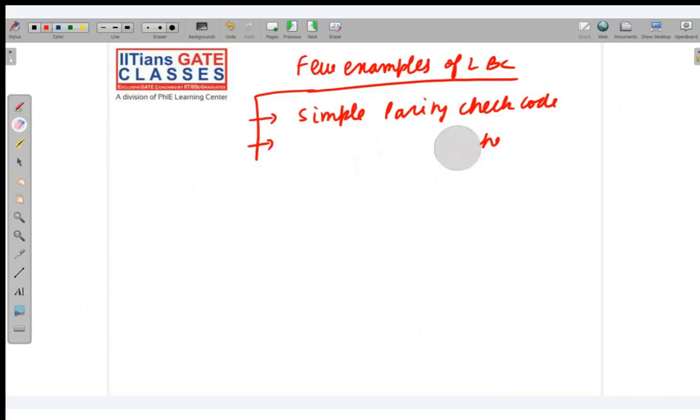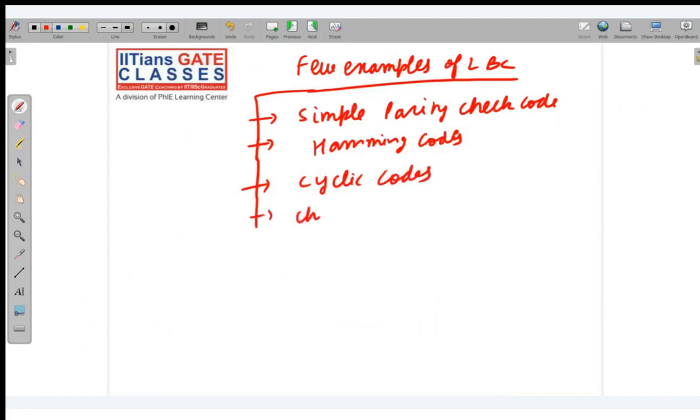Next will be Hamming codes. Next is cyclic codes. And the last will be checksum. Okay, so these are the 4 examples of linear block codes which we are going to study.